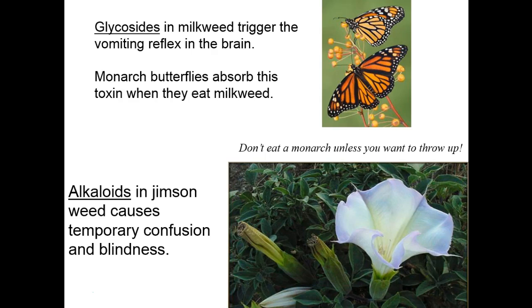Alkaloids and Jimson weed. This is a plant we see along roadsides. Sometimes people use it to get high, but it can cause confusion, blindness, and death. So don't go for this one, even though there are some books that say it's okay to eat or smoke the roots, whatever. No.